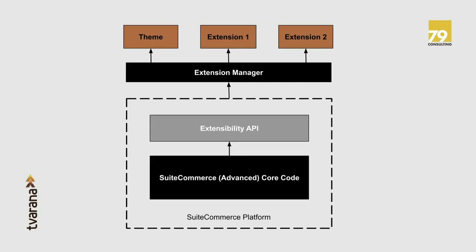The Extensibility API is a logical layer between NetSuite SuiteCommerce code and customization specific to your website, as you can see in this diagram. So the core platform is considered to be the core code that ships with NetSuite, and also the extensibility layer that is on top of the core code. The extension manager and your themes and extensions are the parts that are specific to your account.